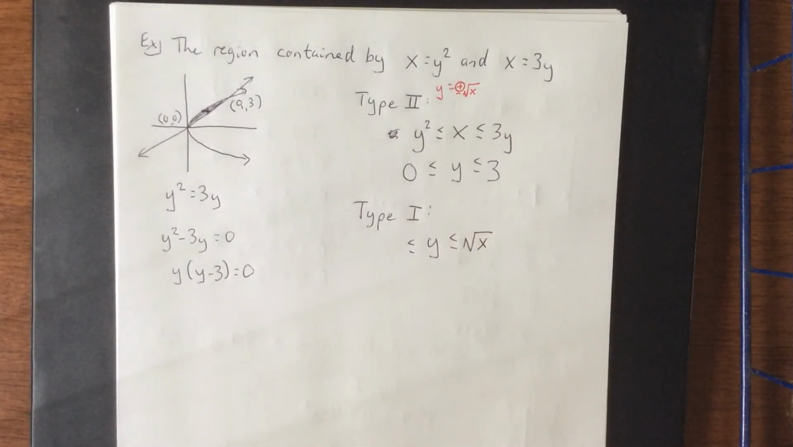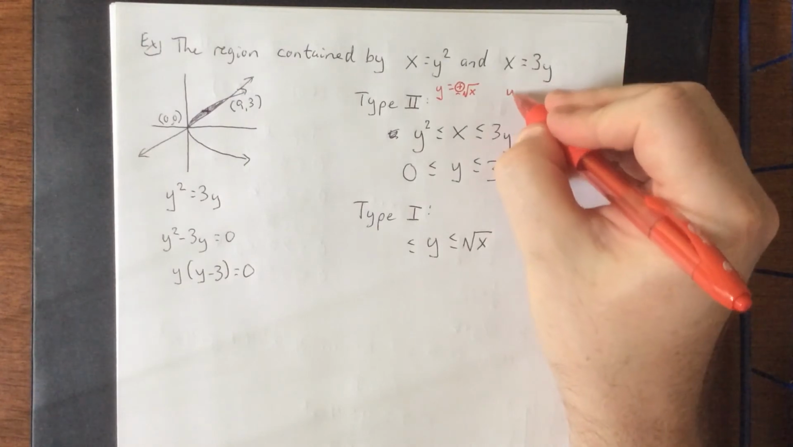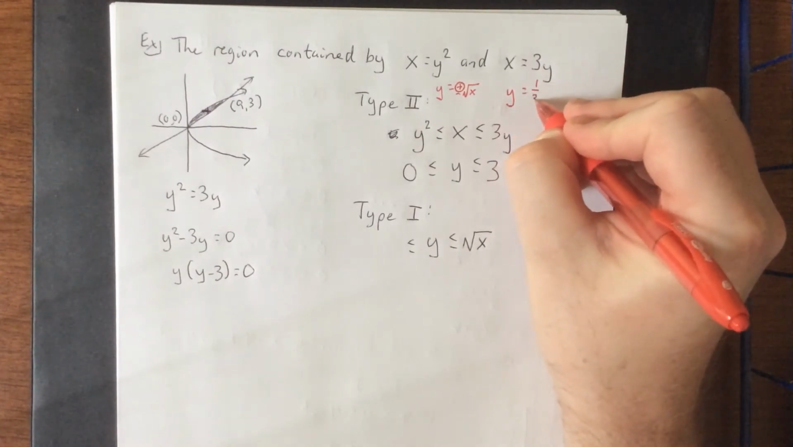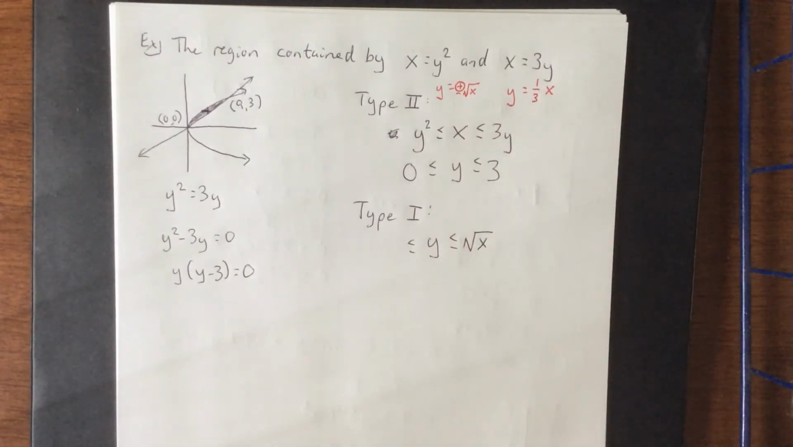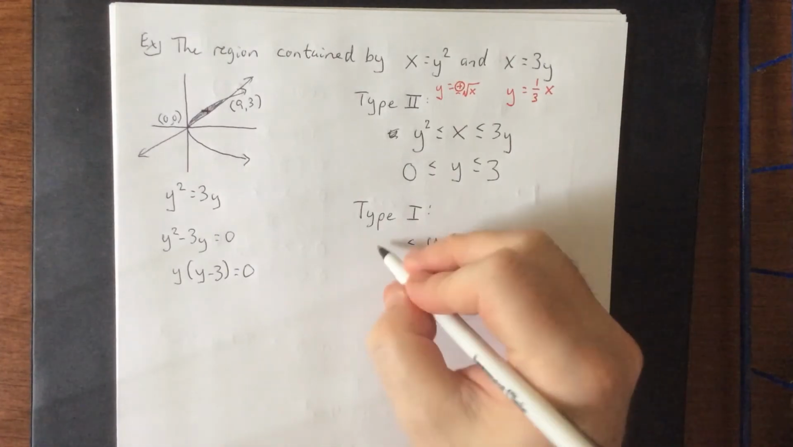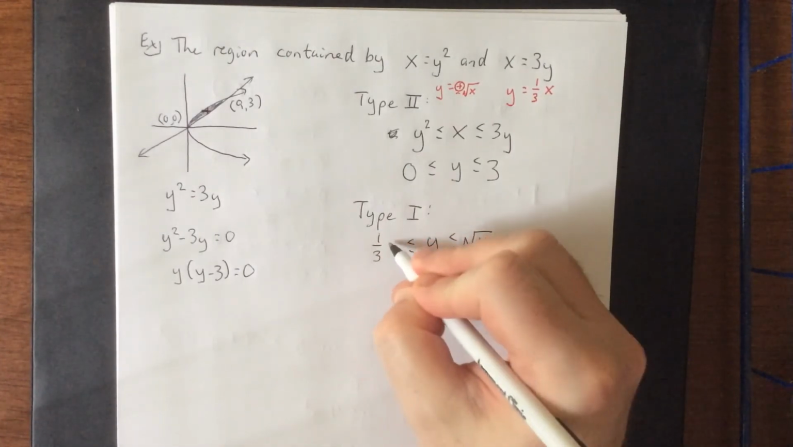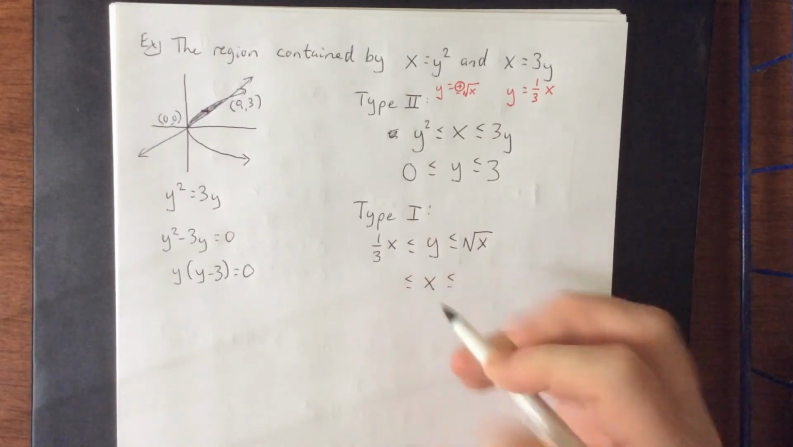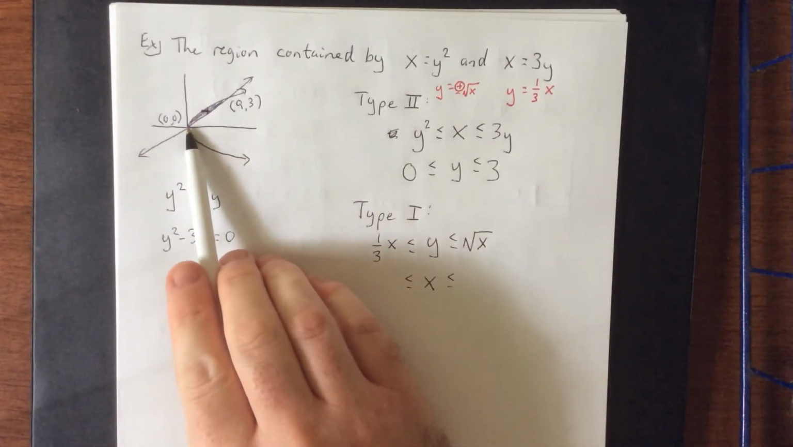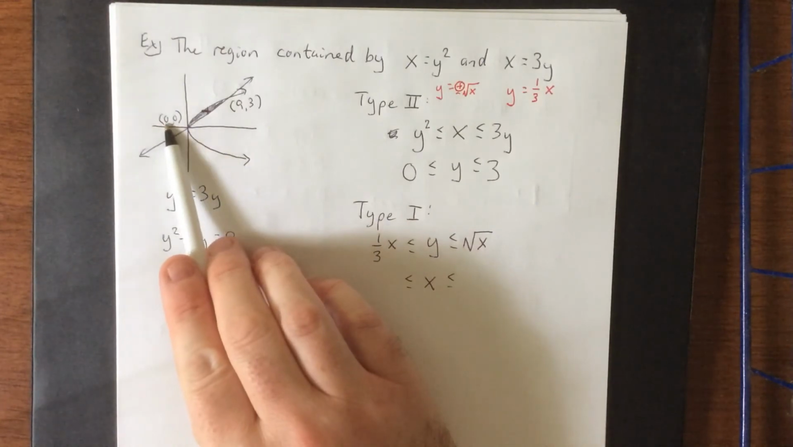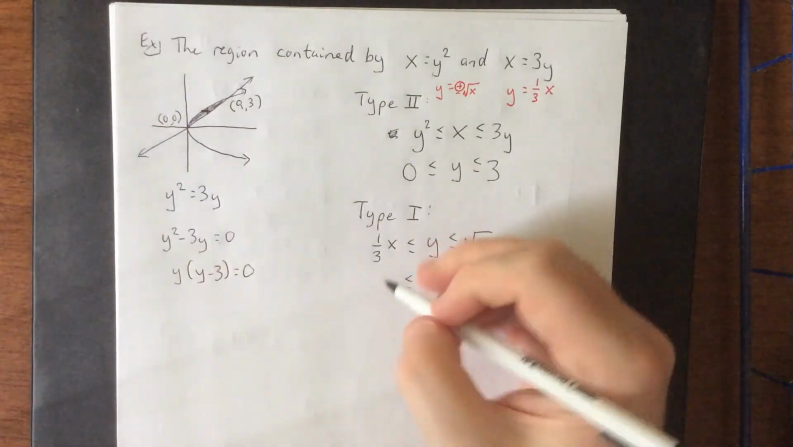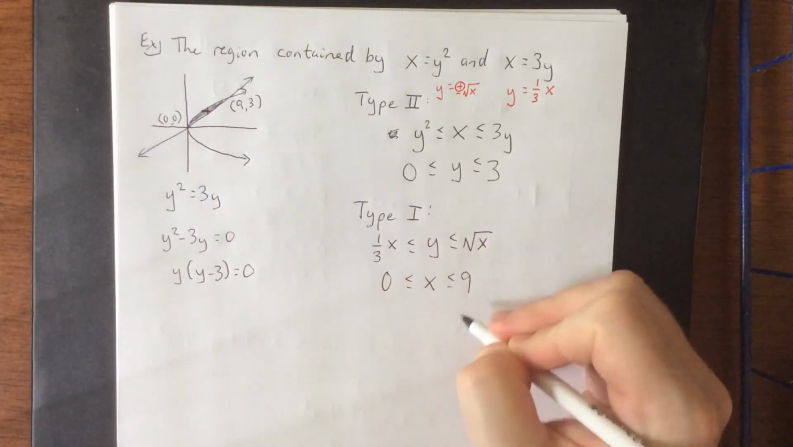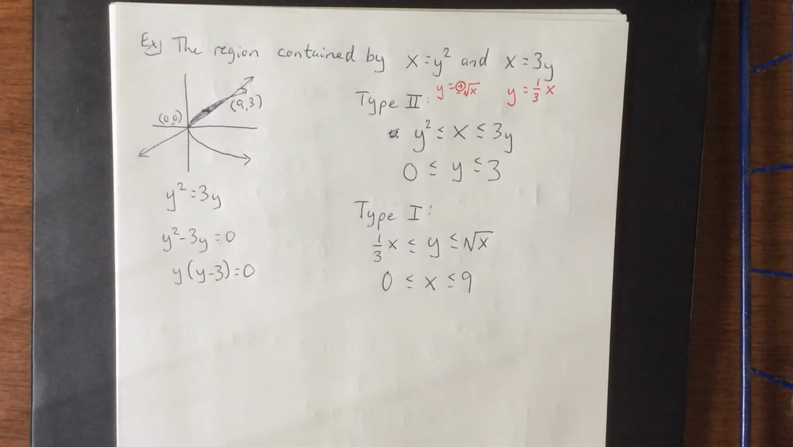The bottom function, once again, we would need to solve this for y. We would get y is equal to 1/3 x. That is the bottom function if we're going to express it as a type 1 region. Now, because we actually express them as ordered pairs, we can now safely say that x from left to right will go from 0 to 9. And that is how we would express this as a type 1 region.